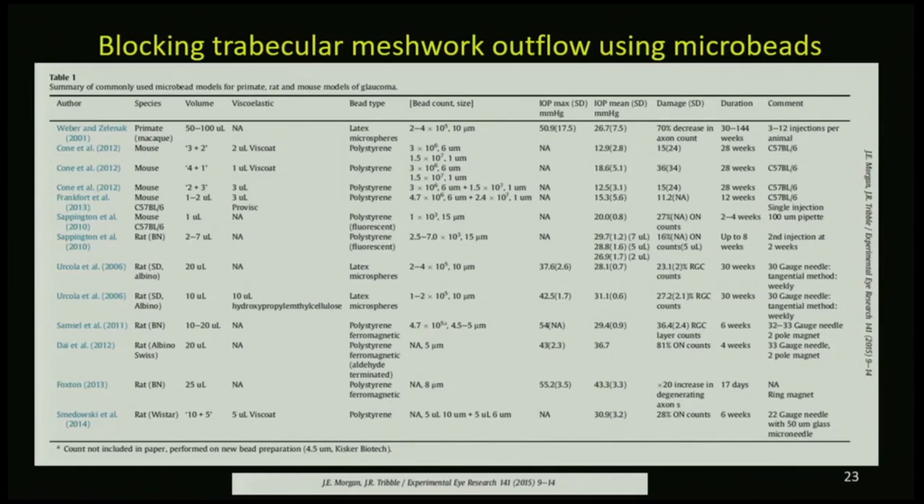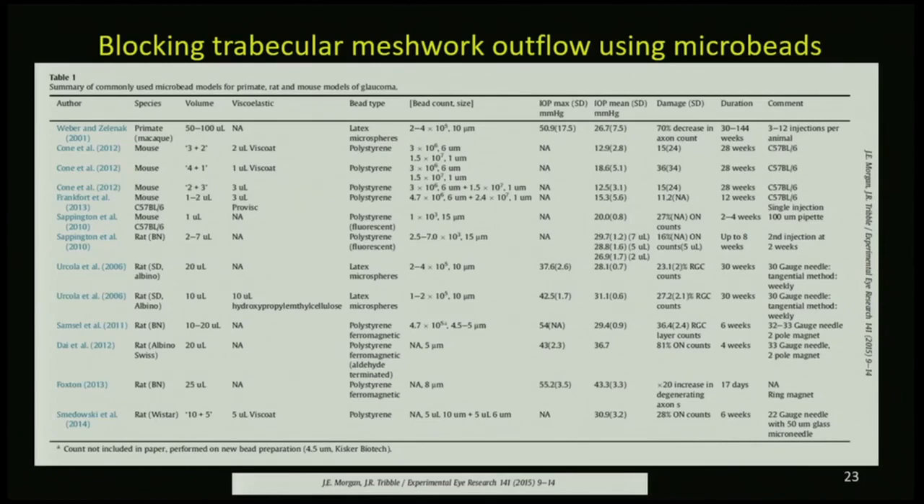Some use viscoelastic, or Viscoat or Provisc. It's a highly viscous solution that we use in human intraocular surgery. It alone can clog the trabecular meshwork and cause IOP elevation. It's transient. It doesn't last forever, but that alone can cause IOP elevation.